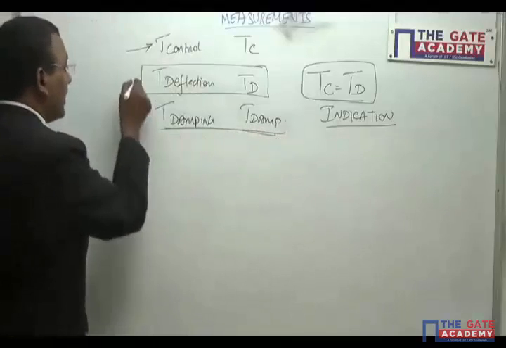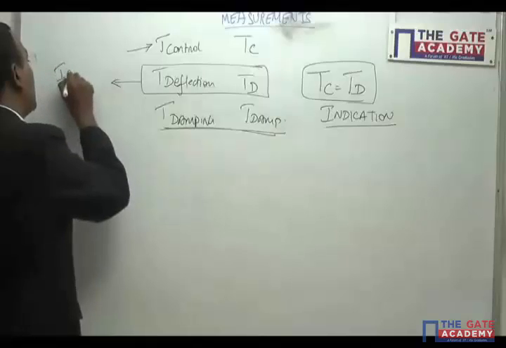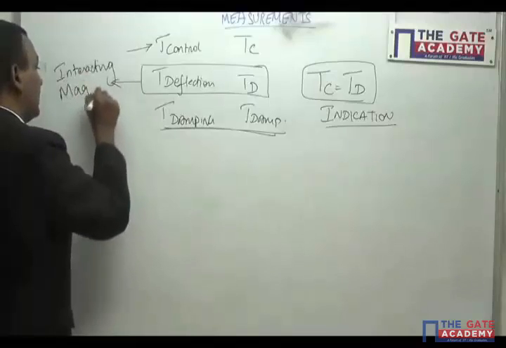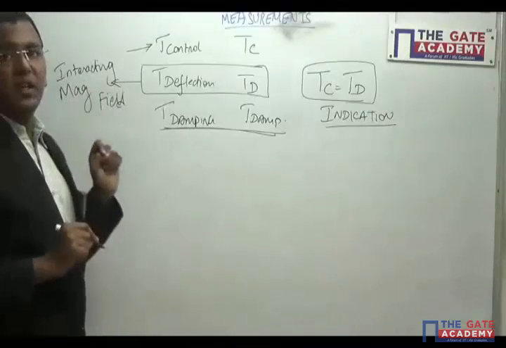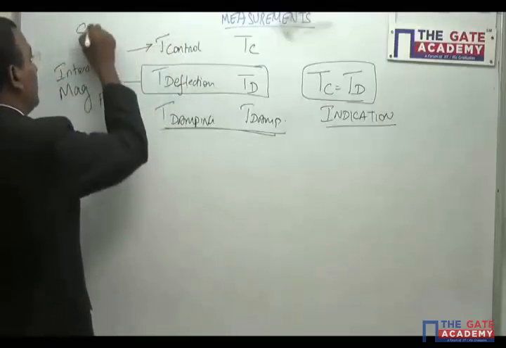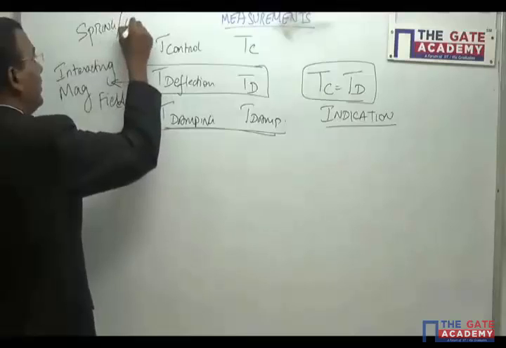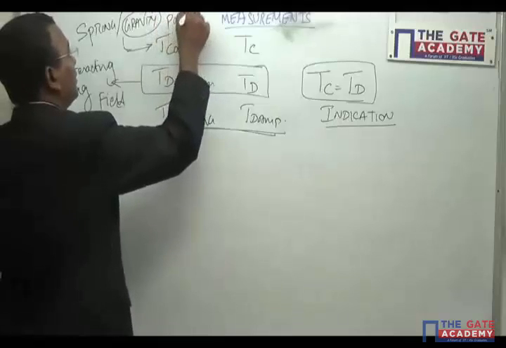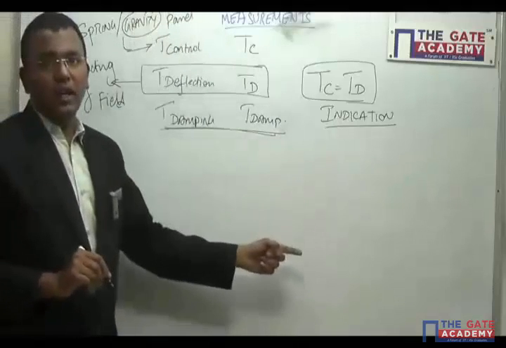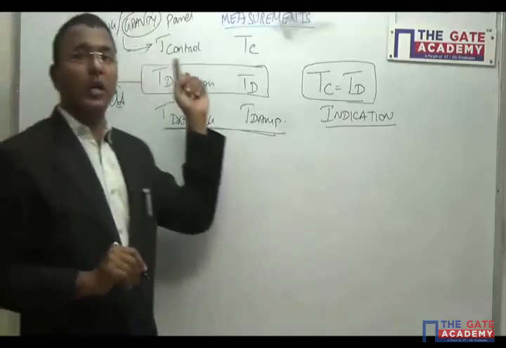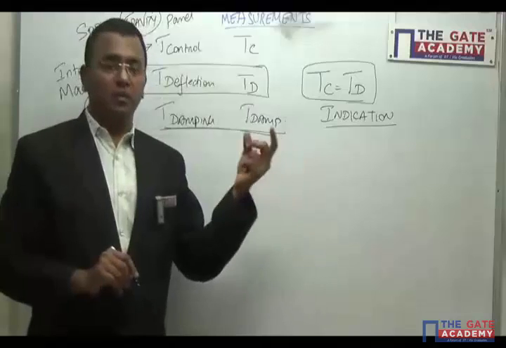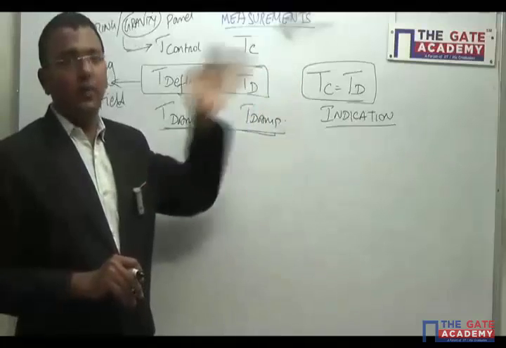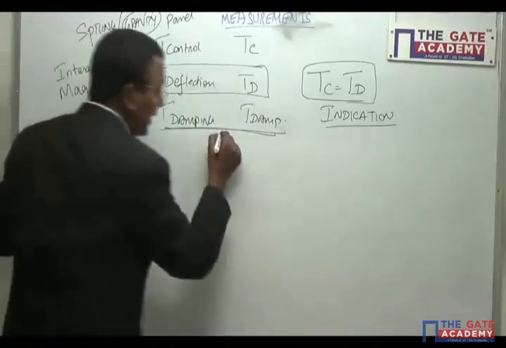And we saw, to create deflection we are always going to use interacting magnetic field. To create control torque, it can be spring control or it can be gravity control. Gravity control can be used only in panel mounted instruments because gravity will act only in the vertical direction, whereas spring control can be used in the horizontal direction, means instruments placed along the horizontal plane or along the vertical plane. Clear?